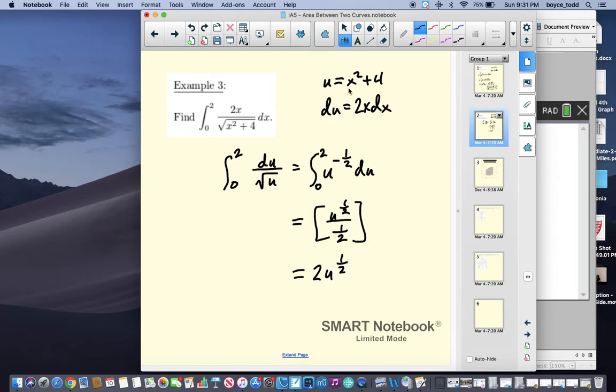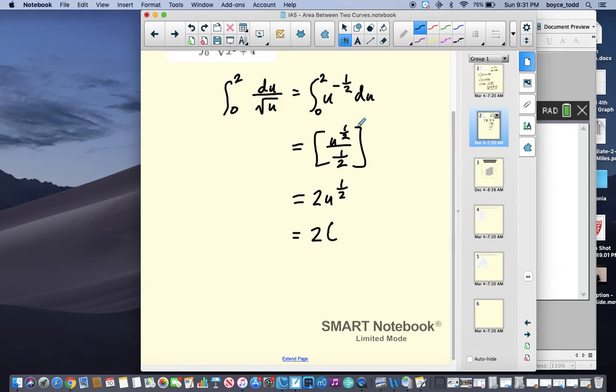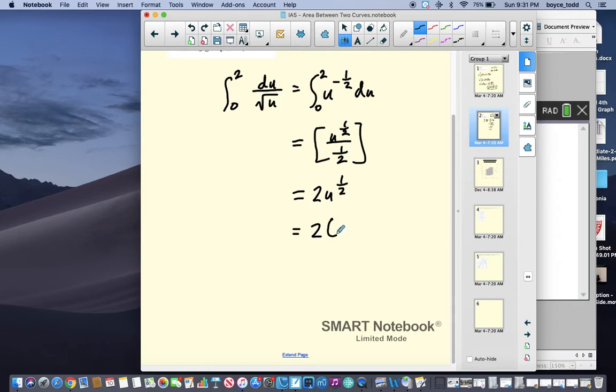And now we're going to go ahead and put this back in, right? So what we really have is 2 times, what was our u, x squared plus 4, sorry. X squared plus 4 to the 1/2, okay? Now, we're going to rewrite this so it's a little easier to input the numbers, because we still have to evaluate our 2 and our 0. So we're going to rewrite this as 2 square root of x squared plus 4, since it's the 1/2. And now we can input 2 and 0.